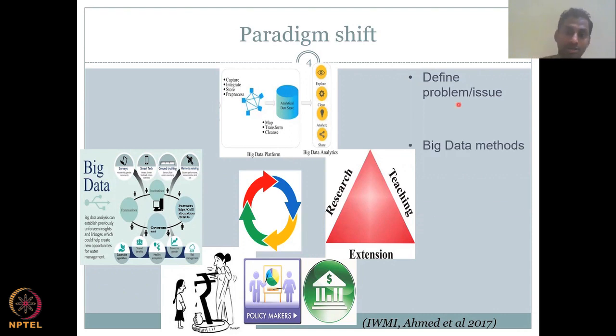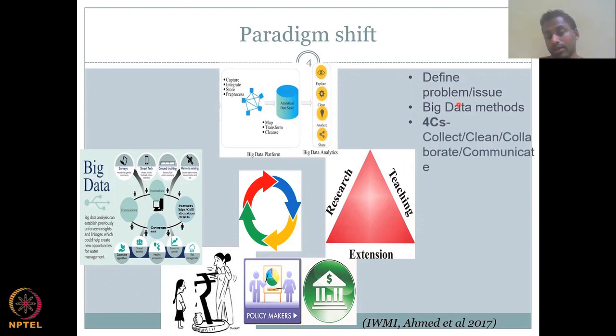I'm going to give you the steps. So define the problem issue, identify the big data methods where you can collect the data. And then there are four C's, which are collect, clean, collaborate, and communicate. You collect the data using your methods: observation data, primary data, secondary data. Then you start cleaning the data to remove uncertainties, bias, errors, gaps. Okay, you use statistical methods or proven methods to make the data better. And then you collaborate with other data or other agencies to make the data look better. And then you run your analysis and communicate the results.